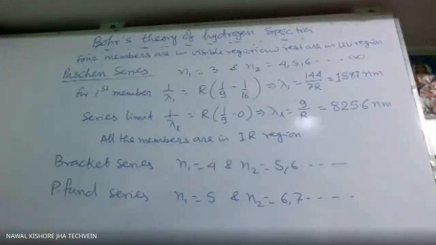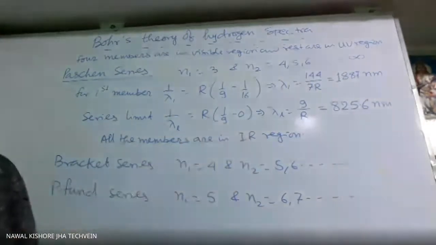Ultraviolet region, all the members ultraviolet, Lyman series. Some are ultraviolet, some are visible, Balmer series. All infrared, that is Paschen series. And these all also infrared region will come.